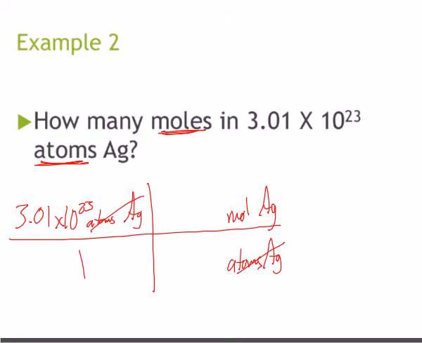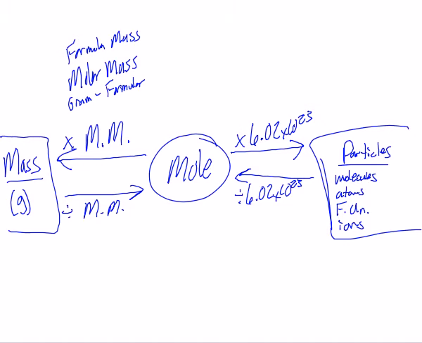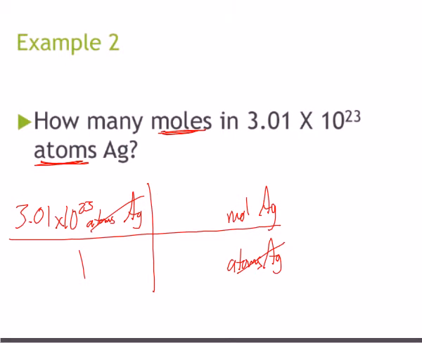So if I were to go back and take a look at my roadmap, I'm starting over here with atoms. I need to get back to moles. So what number am I going to use? Avogadro's number. Okay, and I'm going to divide to get back there. So my T-chart should show that I'm going to be dividing it.